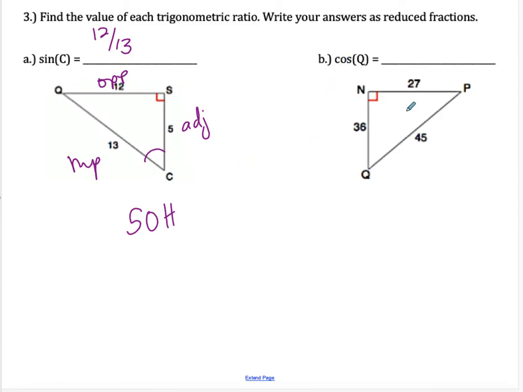What about B? Cosine of Q. Mark angle Q. Label your hypotenuse, your opposite, and your adjacent. Cosine uses what two sides? Good. So say CAH to yourself. CAH. Adjacent, hypotenuse. So we have 36 over 45. Reduces to... good.